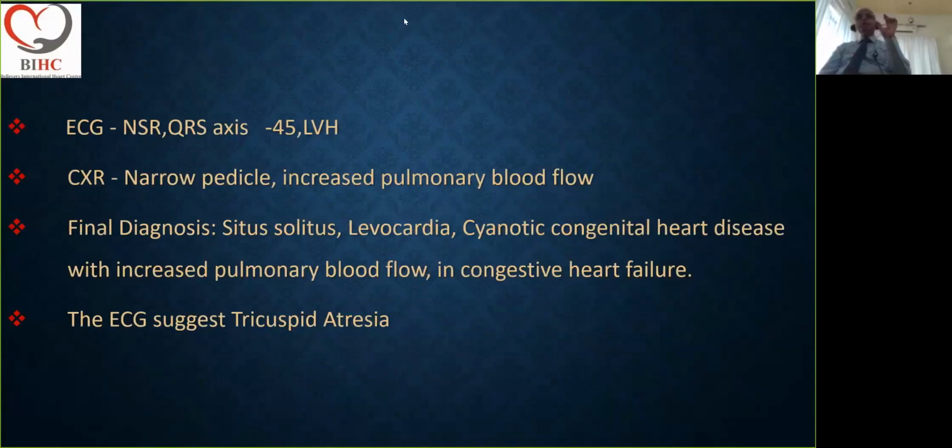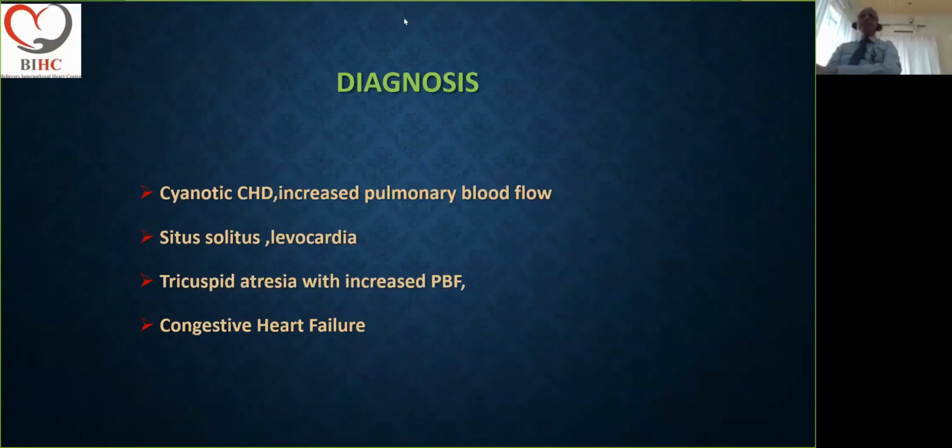So you have reason to think now that you are dealing with a cyanotic congenital heart disease with increased pulmonary blood flow, and the ECG with a left axis deviation suggests tricuspid atresia. Therefore, in this baby, you are able to reach a diagnosis that this is a cyanotic congenital heart disease with increased pulmonary blood flow, and it is very likely tricuspid atresia with increased pulmonary blood flow.